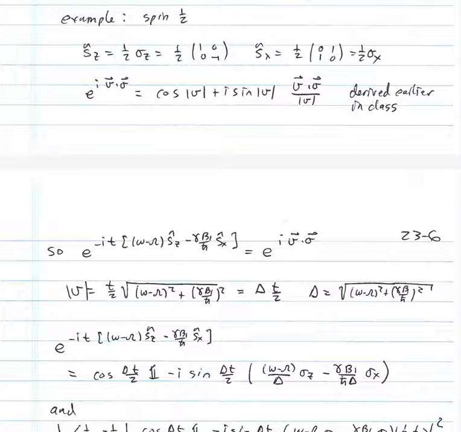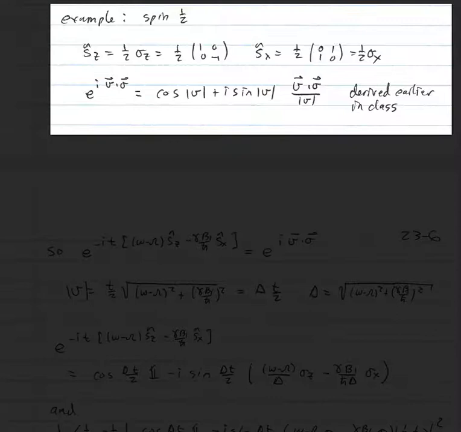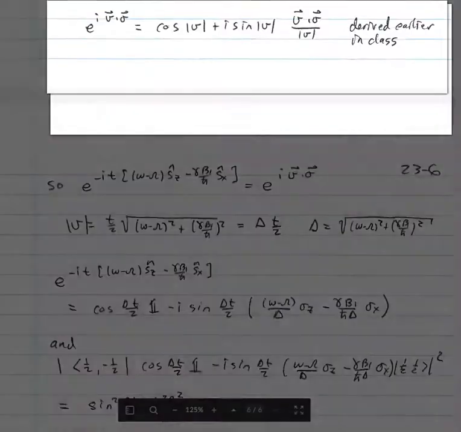We're going to now take a look at the simplest case, which is spin 1/2, and I'll just review for you what this is because we're using the Gottfried normalization. So Sz is 1/2 sigma z. That's 1/2 (1 0; 0 -1). Sx is 1/2 (0 1; 1 0). It's 1/2 the sigma x. And if you recall, we have this expression e to the i v dot sigma is cosine v plus i sine v multiplied by v dot sigma over v. We derived that earlier in the class.